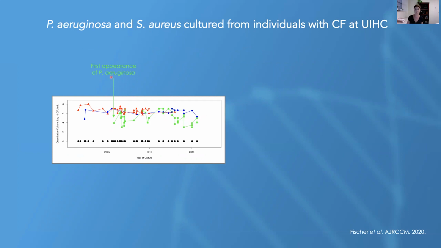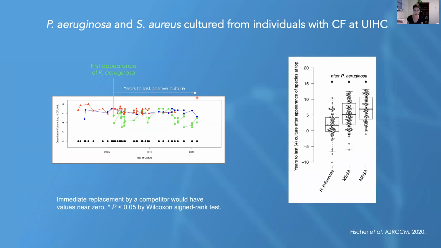So we asked, with that first appearance of Pseudomonas, how long would it take until the last positive culture with that staph? So how long would it take for Pseudomonas to replace Staph aureus? And so here are the data, and again, I'll orient you. So on the y-axis, we again have the years to the last culture after Pseudomonas infection. And so immediate replacement of either Haemophilus or staph after a Pseudomonas infection would be around 0.